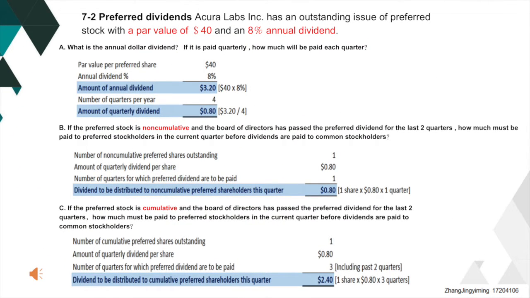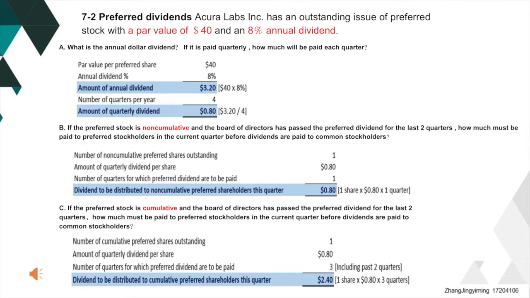The first question is about the preferred dividends. Acura Labs Inc. has an outstanding issue of preferred stock with a par value of $40 and 8% annual dividends. For question A, what is the annual dollar dividend, and if it's paid quarterly, how much will be paid each quarter? The annual dividend is equal to the par value per preferred share times the annual dividend rate. So $40 times 8% is equal to $3.2. If it's paid quarterly, we need to divide it by 4, so it's equal to $0.8.